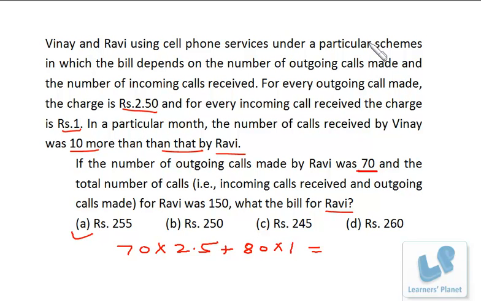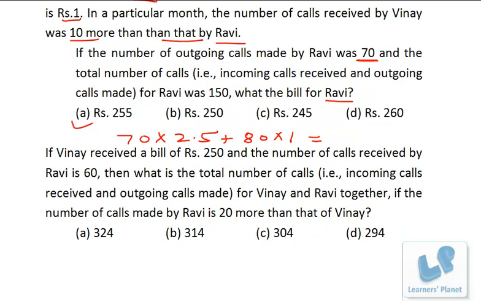Now let's see the second part of this particular problem. Now, if Vinay received a bill of rupees 250 and the number of calls received by Ravi is 60, then what is the total number of calls, that is incoming and outgoing, for Vinay and Ravi together, if the number of calls made by Ravi is 20 more than that of Vinay?